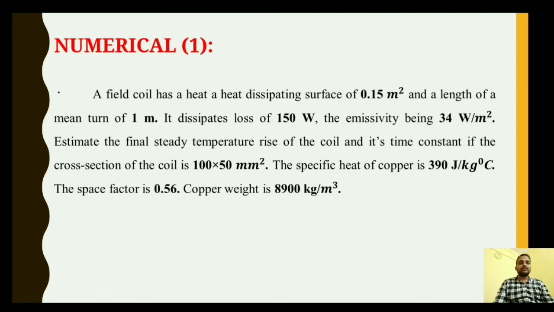Again, the copper weight is 8900 kg per meter cube, meaning the copper weight is given per meter cube, but we have to consider the capital G value, that is copper weight or machine weight, in terms of kg only. So we have to consider several parameters to cancel out this per meter cube quantity. Okay, so let's get started.